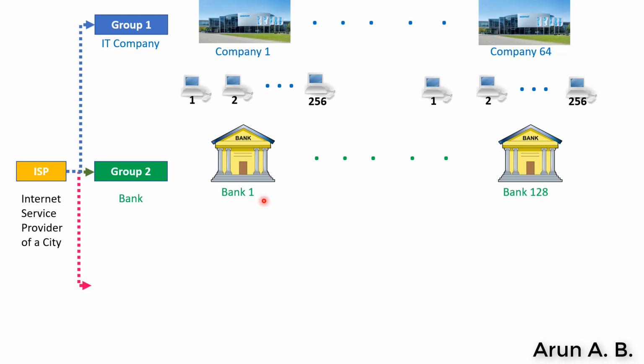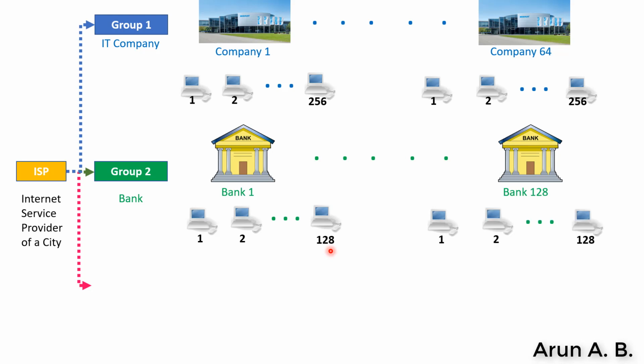As we have 128 customers in group 2 and each customer requires 128 IP addresses, that means each bank requires 128 IP addresses and in total we have 128 banks. So you can think of any big banking organization which has many sub branches, and each sub branch has a requirement of 128 IP addresses.